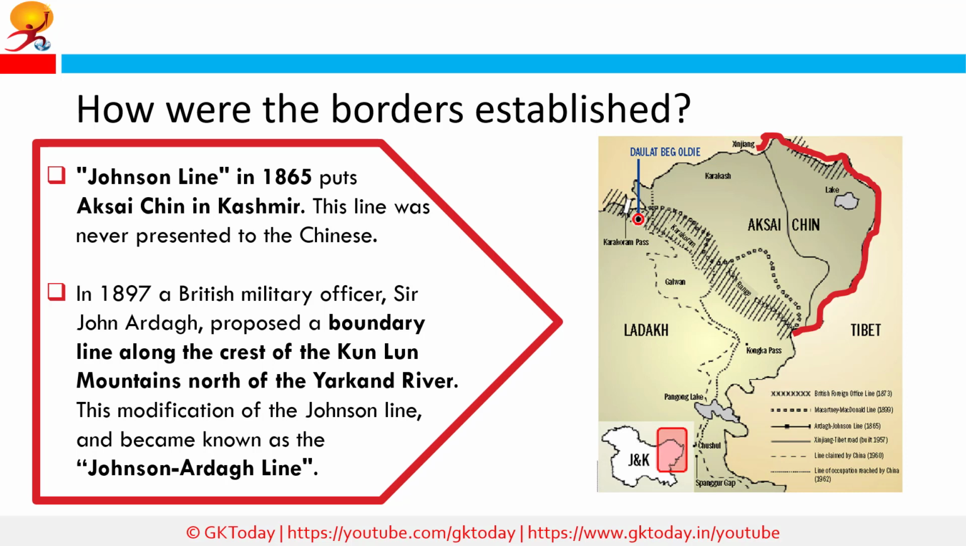In 1897, a British military officer, Sir John Ardagh, proposed a boundary line along the crest of the Kunlun Mountains north of the Yarkand River. At the time, Britain was concerned at the danger of Russian expansion as China weakened, and Ardagh argued that his line was more defensible. The Ardagh line was effectively a modification of the Johnson line and became known as the Johnson-Ardagh line.